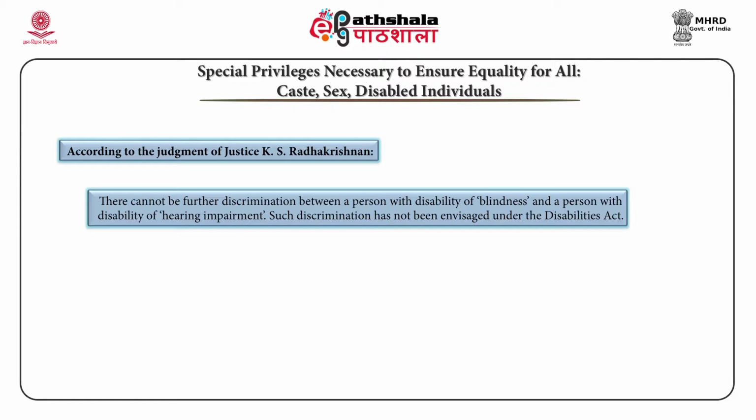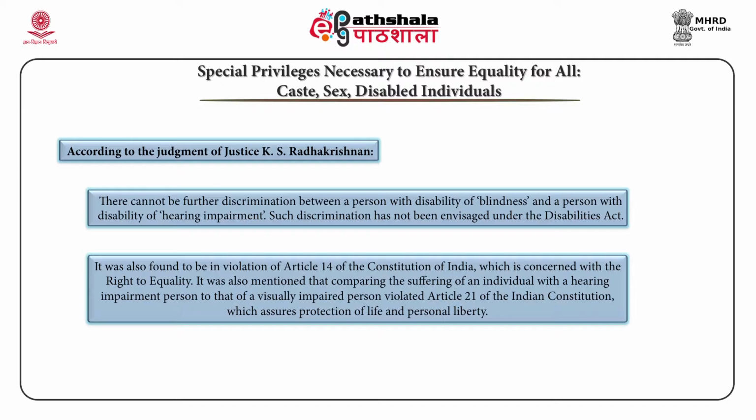Now, this is very interesting because, as I had mentioned, Article 14 makes no mention of disabled or differently abled citizens among the people who cannot be discriminated against, or the grounds of discriminating between people. It was also mentioned that comparing the suffering of an individual with a hearing impairment to that of a visually impaired person violated Article 21 of the Indian Constitution, which assures protection of life and personal liberty.